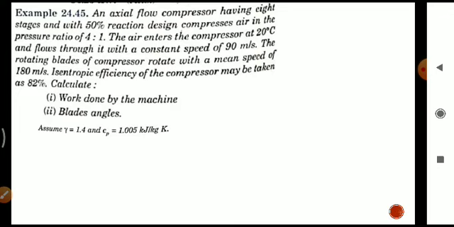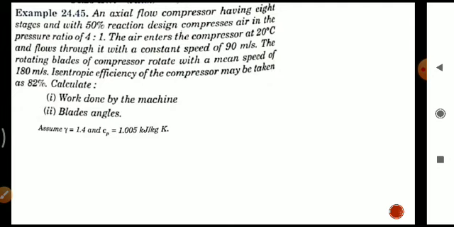Using the isentropic equation, we can calculate only the isentropic temperature rise, and by using the equation of isentropic efficiency, which gives the ratio between isentropic temperature rise and actual temperature rise, we can calculate the value of the actual temperature rise. That's why they have given the isentropic efficiency as 82%. We have to calculate the work done by the machine and the blade angles.